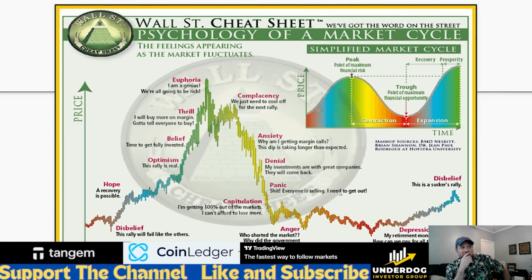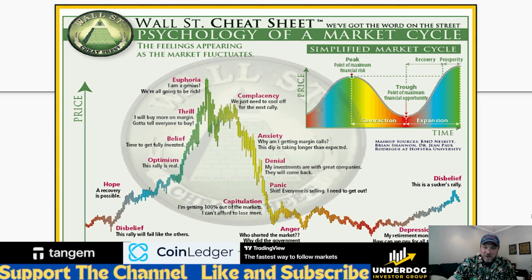I want to end on this. This is the Wall Street cheat sheet. I want you to take a screenshot of this. I want you to download it off of Google or buy a poster, something. You can practically put Bitcoin's 4-year cycle chart over this, and it follows the 4-year cycle almost perfectly.